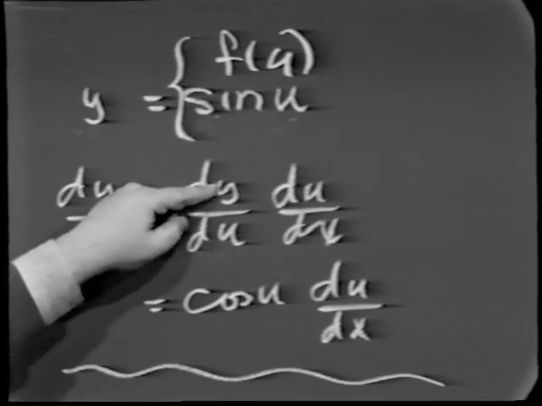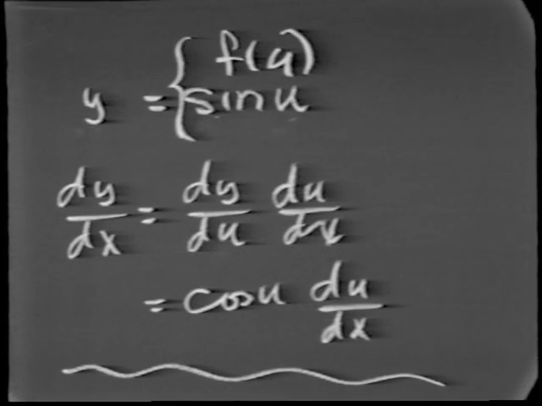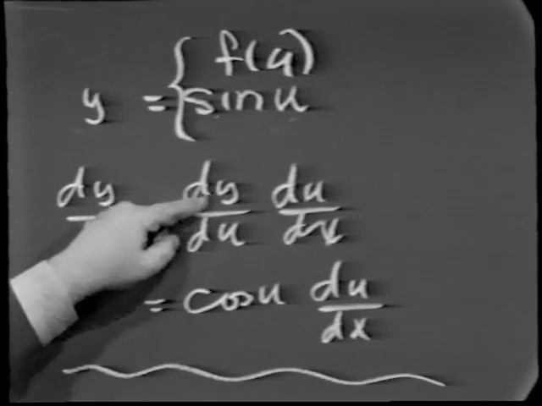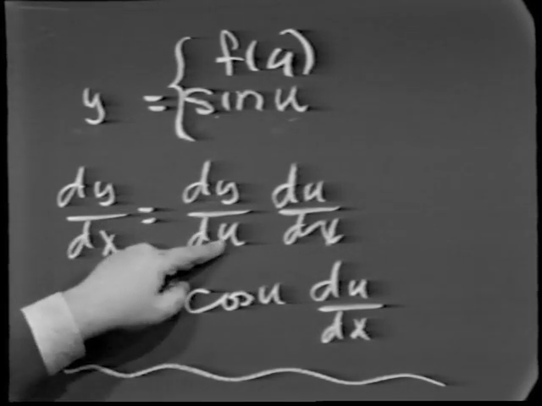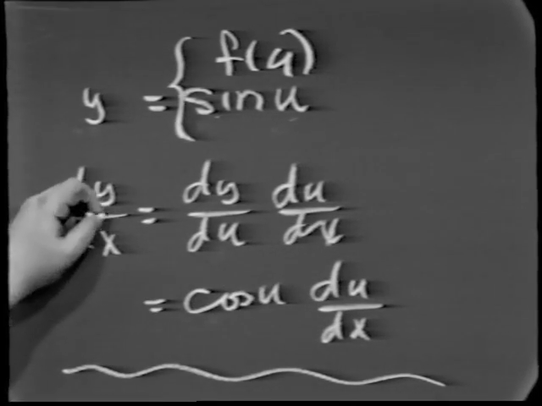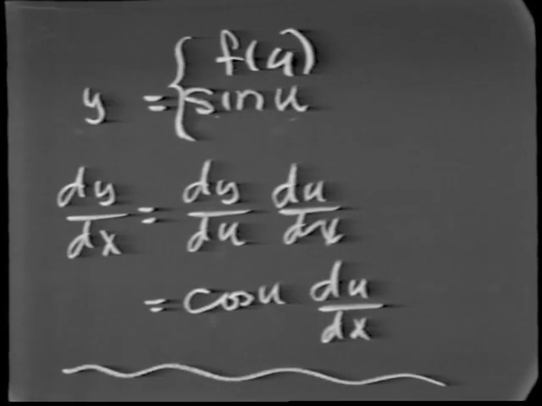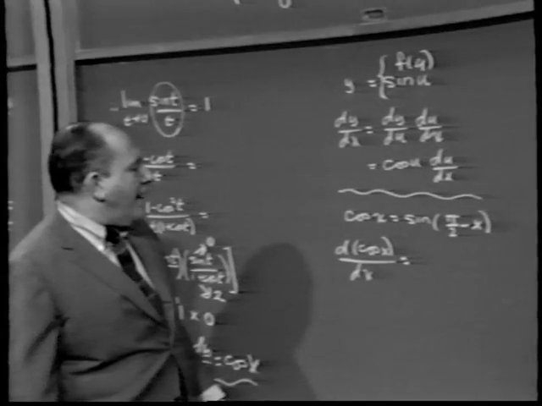And the answer is you would just differentiate with respect to u and multiply that by the derivative of u with respect to x. In other words, we get the result what? That since dy du is cosine u, we get that the derivative of sine u with respect to x is cosine u times du dx. And by the way, one rather nice application of this is that it gives us a very quick way of getting the derivative of cosine x.